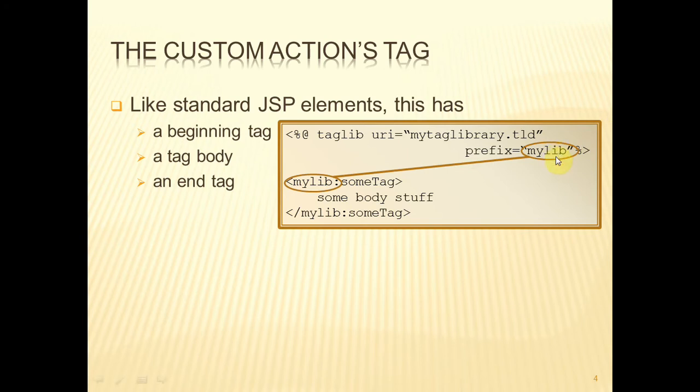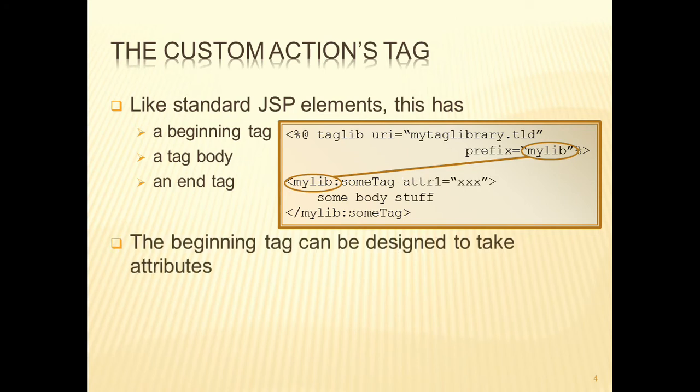So whatever prefix is defined here can then be used at the beginning of the tag when we started off. So we have the angle bracket, then the prefix, colon, and then the name of the tag. So that's the beginning tag. There is a tag body, which is optional. In some tags you won't have a body, others you will. And then there's the end tag, which is written in exactly the same way as the beginning tag, but with the usual / in the second position.